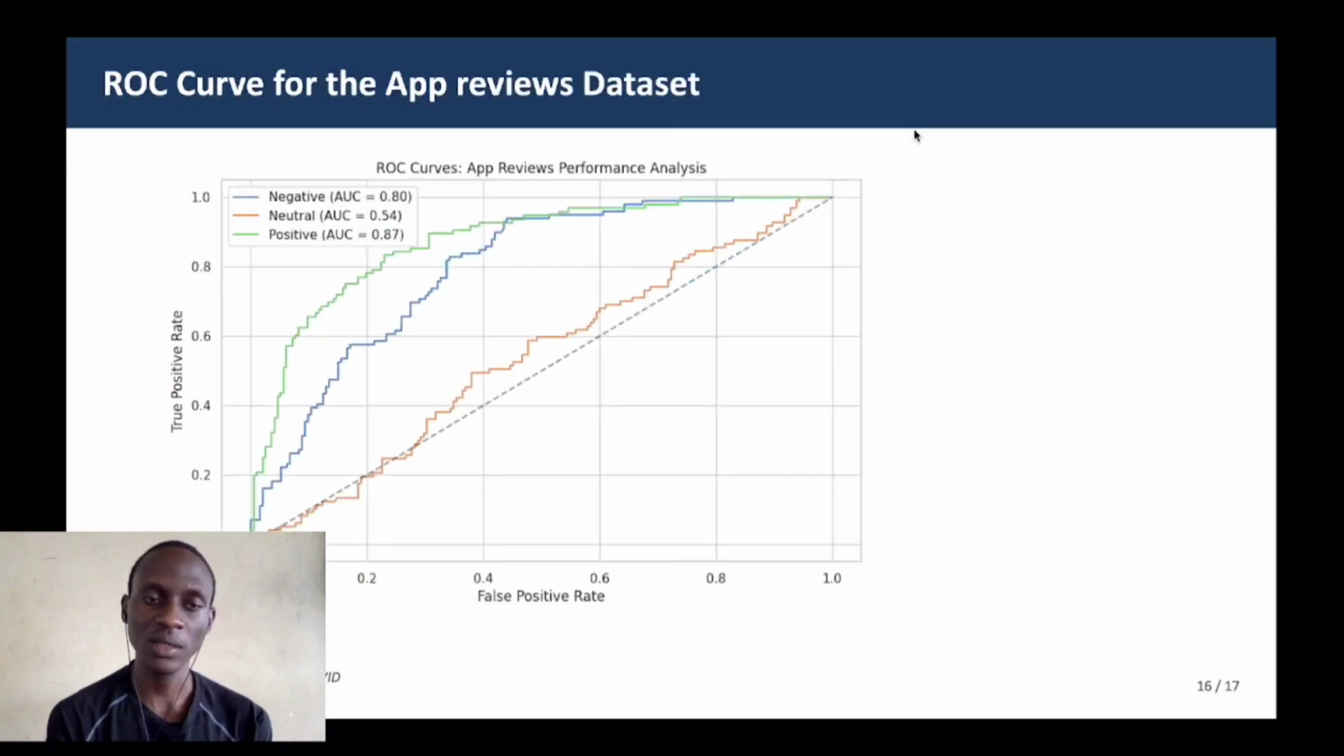The next thing I'm going to talk about is the ROC curve. This ROC curve tells us how confident our models are in determining the different classes we have. The closer your value is to 1, the better. So you can see that the positive is closest to 1, followed by negative, and then the neutral.